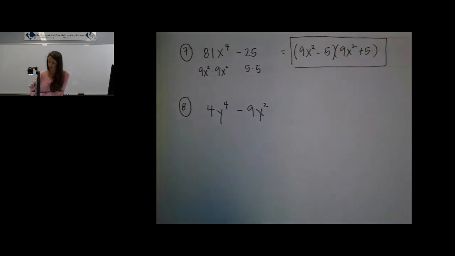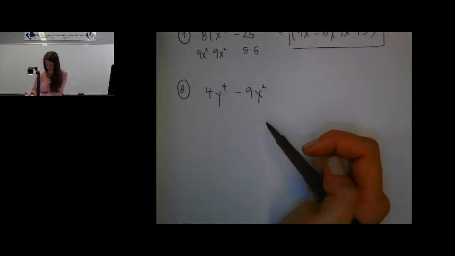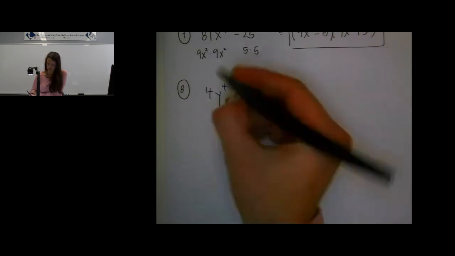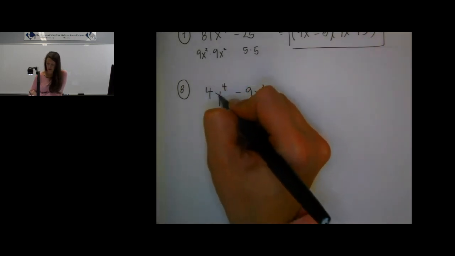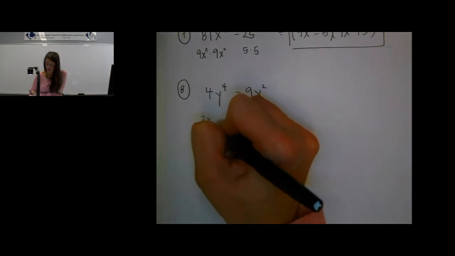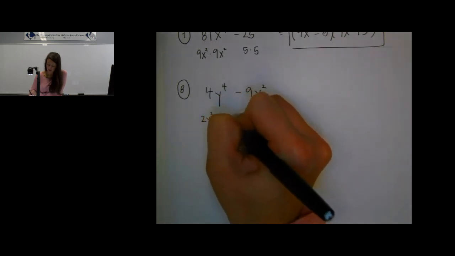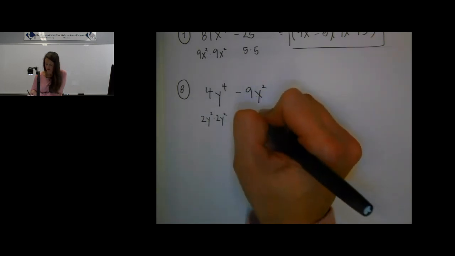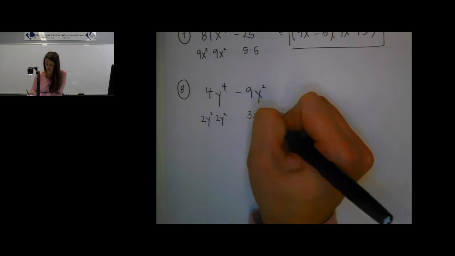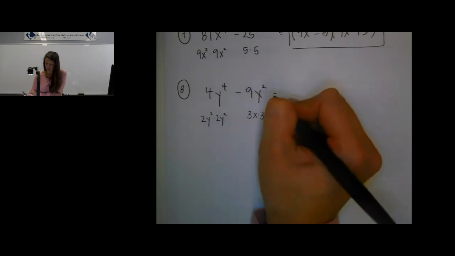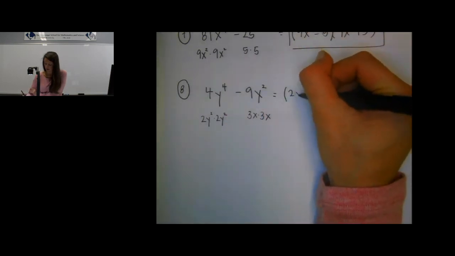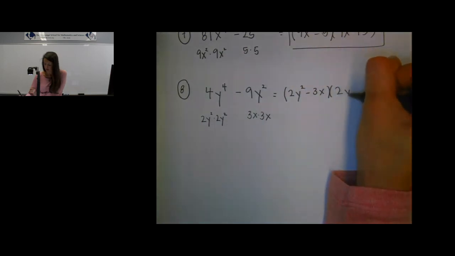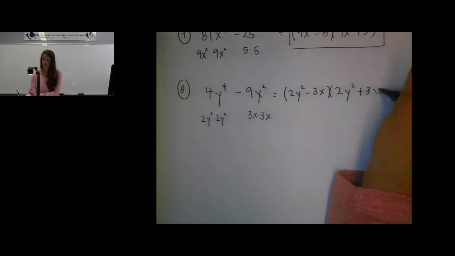Let's go to this one for me. Okay, so what multiplies together to give you 4y to the 4th? That would be 2y squared times 2y squared. What multiplies together to give you 9x squared? That gives you a 3x times a 3x. There's a subtraction in the middle, so this is going to factor to 2y squared minus 3x times 2y squared plus 3x.